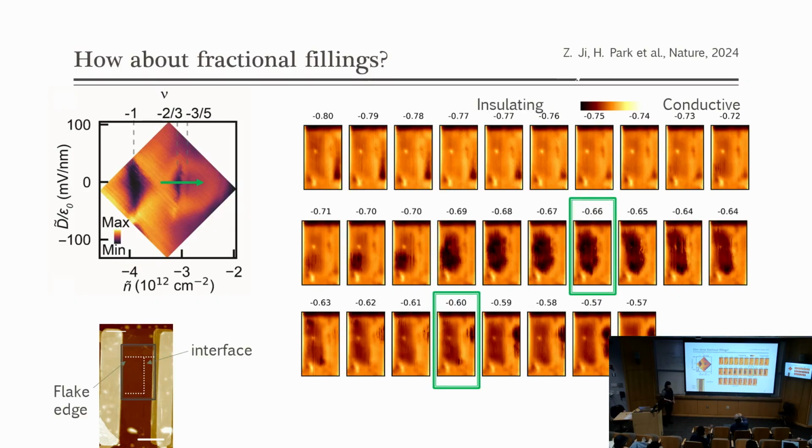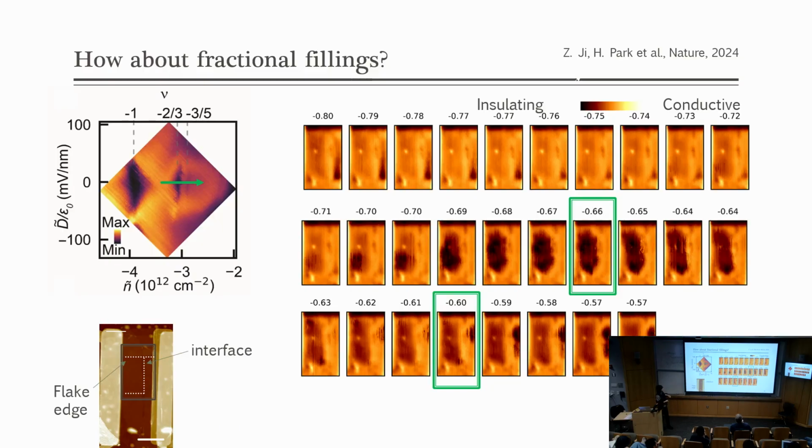So this figure is not inverted, right? The right conductive region corresponds to the interface and not to the flake edge. This is the flake edge. Oh, so it's rotated 90 degrees? Not rotated. Oh, I see, this is the edge. So they don't have the same orientation. Right.